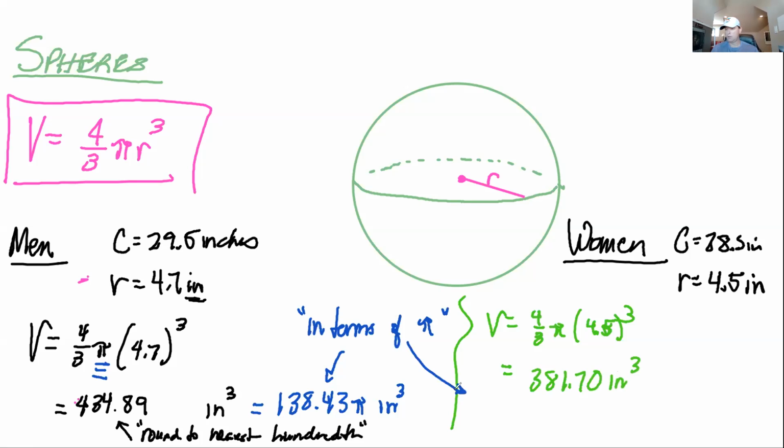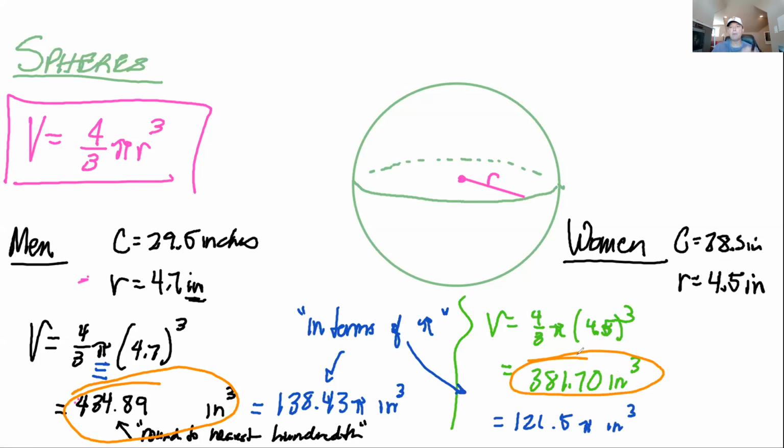So 4 thirds times 4.5 cubed is 121.5 pi cubic inches. So if you were asked the difference in volume between a women's ball and a men's, remember, 1 inch circumference difference, 0.2 inches radius difference, but the volume difference is like 53 cubic inches. That's quite a bit. That's a big difference when you start talking about expanding this ball to make it look bigger.